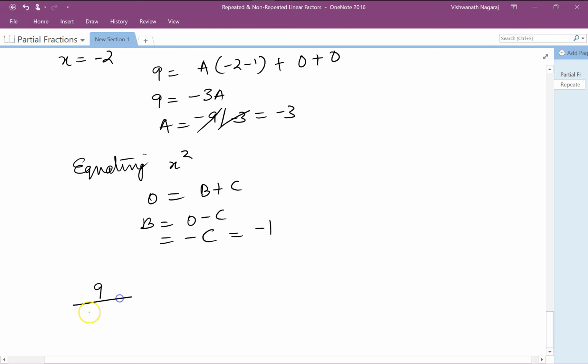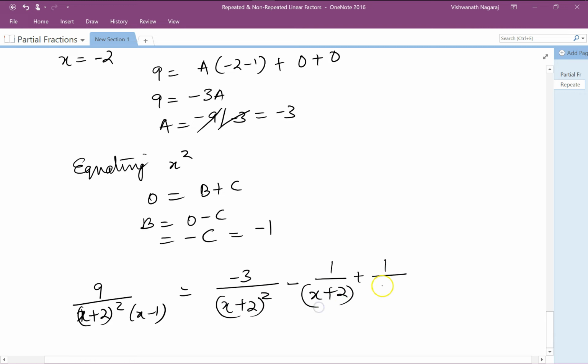So 9 by x plus 2 square times x minus 1 is equal to minus 3 by x plus 2 square minus 1 by x plus 2 plus 1 by x minus 1.